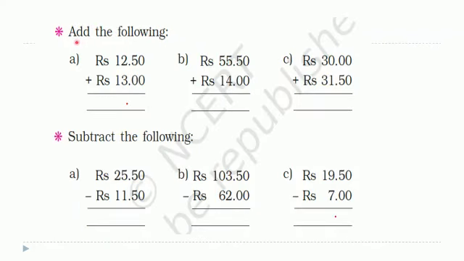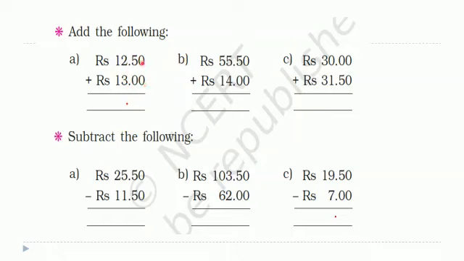Now here they have given add the following. So as we add in other numbers, same way you have to add for rupees and paise also. Only here they have given a point. Actually here point means 12 rupees and 50 paise, 13 rupees and 0 paise. So first you put the point under the decimal point. This is called the decimal point. So just put the point first.